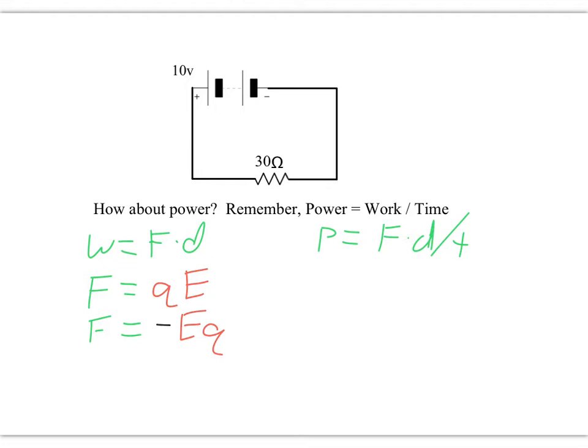All right, going back over to the other side here. I'm going to replace force in the equation with what I just wrote. So I'm going to substitute in power is equal to, and then instead of force, I'm going to write negative EQ, close out my parentheses, and then I cannot forget the d divided by t. So I'm just rewriting power's work over time in terms of some other things.